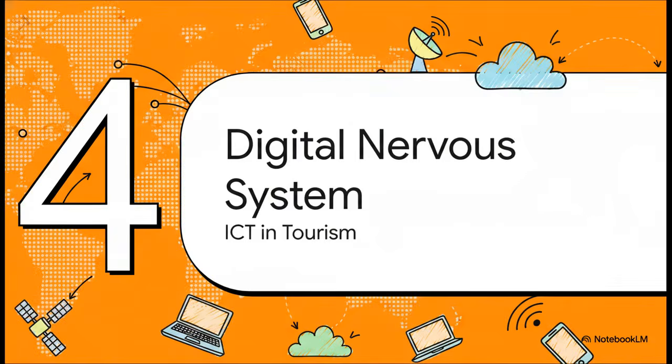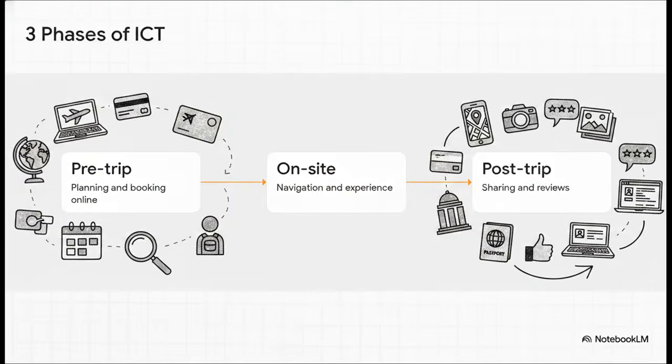Bringing us to Section 4, the digital nervous system. This is all about information and communication technology, or ICT. We've looked at the what and the who. Now, how does this all actually work? Well, this digital nervous system completely transforms the traveler's journey across a three-part loop.